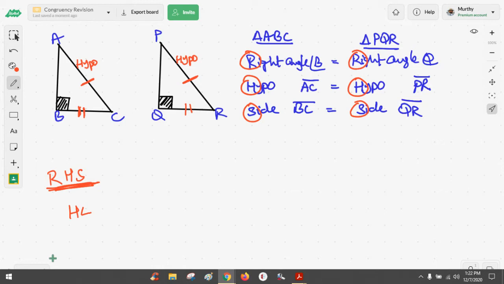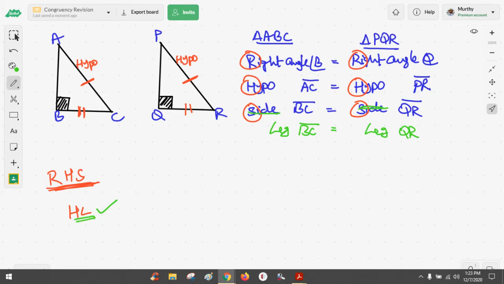But some teachers, instead of side, say that this is one of the legs of the triangle. So instead of side, they say leg BC is equal to leg QR. It's one and the same. So you can say HL, hypotenuse leg. Friends, remember, hypotenuse means the side opposite to 90 degrees, so there's no point mentioning the right angle once again. Therefore, HL, the hypotenuse leg, is called the HL postulate.